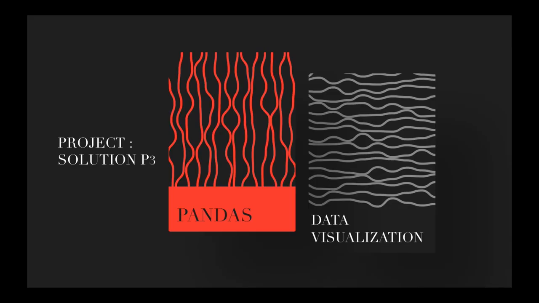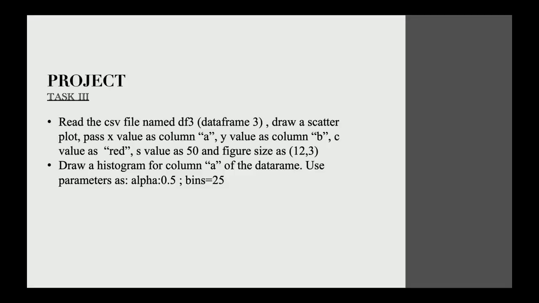Thank you. Hi guys, welcome back to our course on data visualization with Pandas. Today we are going to solve the third task of our project. So let's get started. So the third task is read the CSV file name df3, that is data frame 3. Draw a scatter plot, pass the x value as column A, y value as column B, c value as red, s value as 50, and figure size as 12,3.